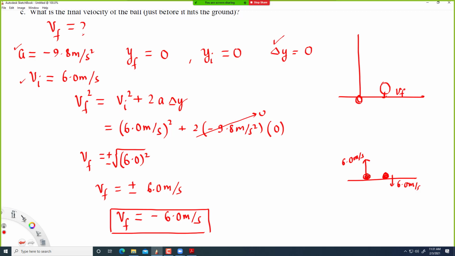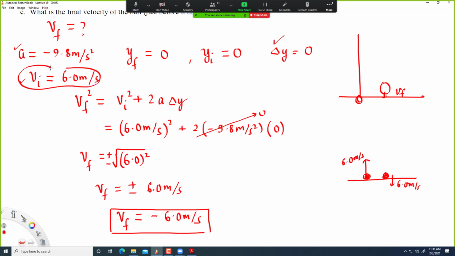Just a second, let me make sure this is right. Just a second, my mistake. So this velocity, no, we cannot use this one. This is very important. This velocity is when you throw the ball from this height. So from here. I didn't realize that the ball was thrown from here.